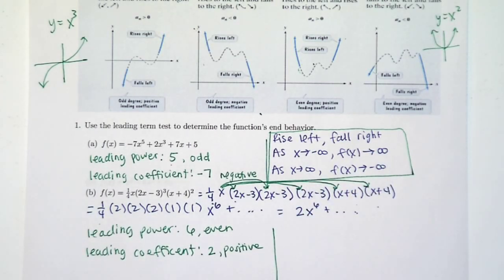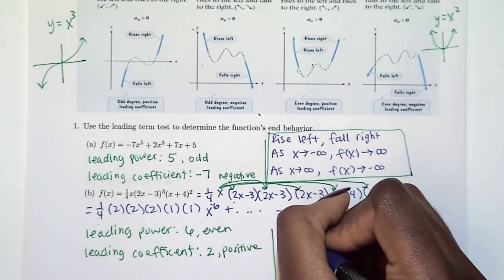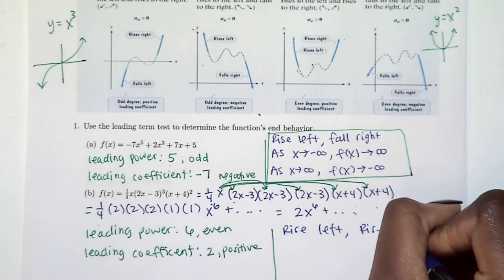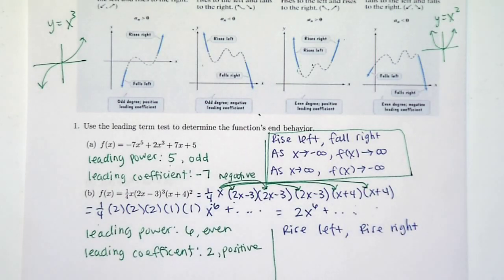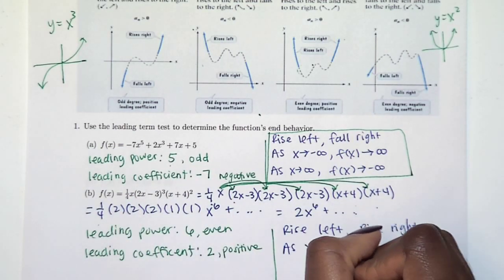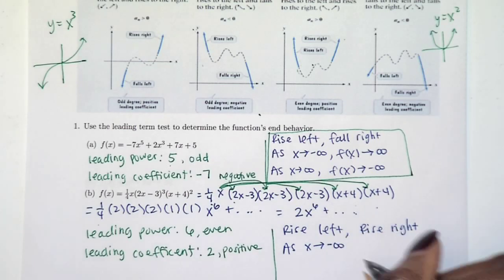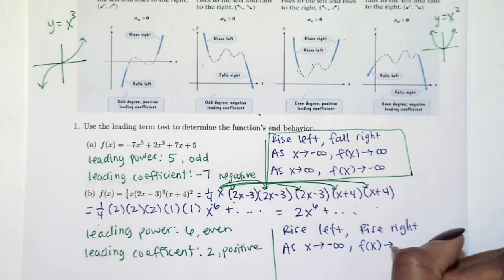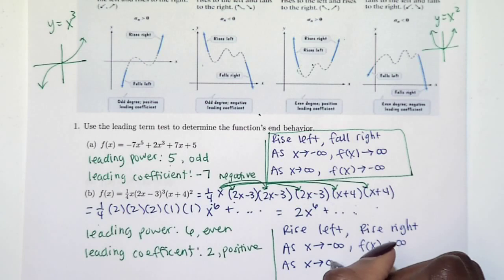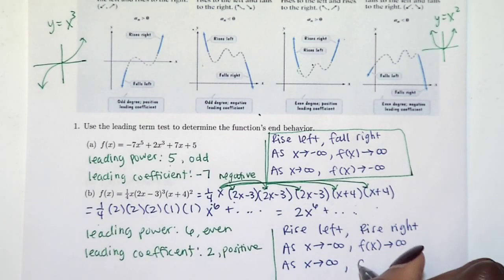All right, so positive tells us they're both going to go up. So it's going to rise left and it's going to rise right. On the left side, thinking about a number line, x goes to negative infinity. Our function is going to rise, so our function is going to go to positive infinity. And then as x goes to positive infinity, on the right side, our function is also going to go to positive infinity.